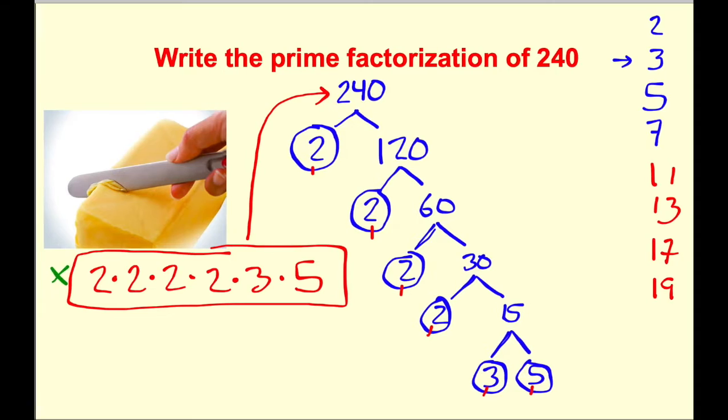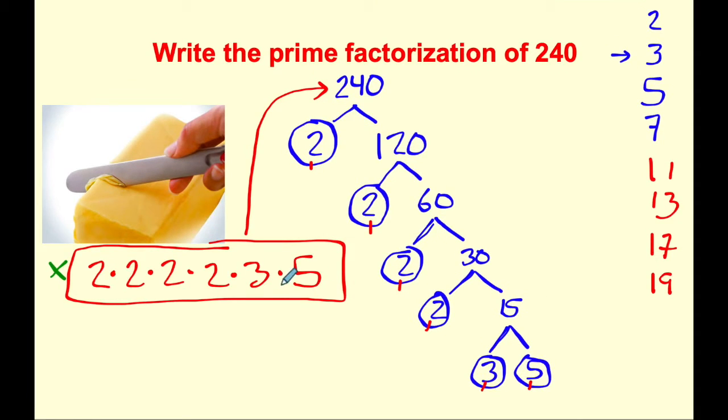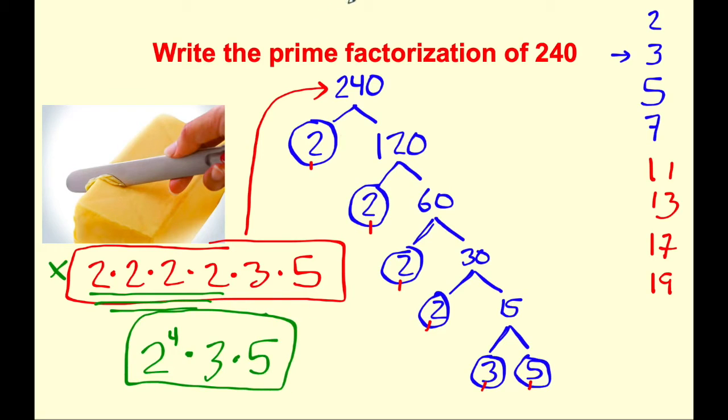There is a better way of writing this. We want to make sure that we're writing this appropriately. And quite frankly, we can write this better. All of these 2's, we can write in a shorter version. Instead of writing 2 times 2 times 2 times 2, we can write that as 2 to the 4th times 3 times 5. This is the correct way of showing our answer. We want to write our prime factorization answers using powers when possible.